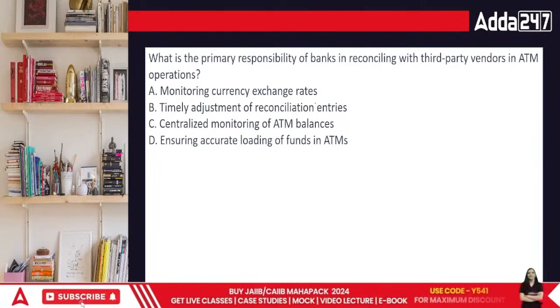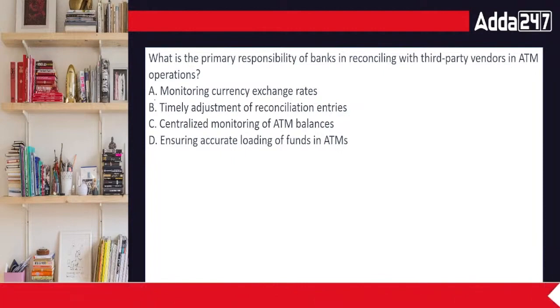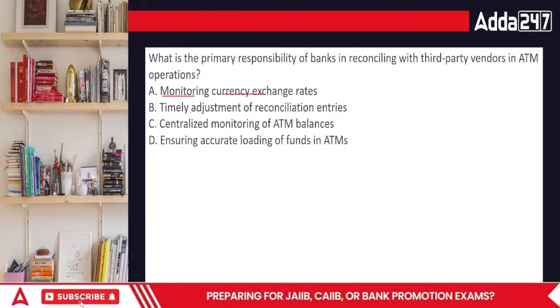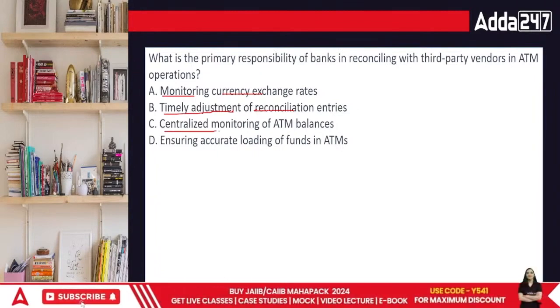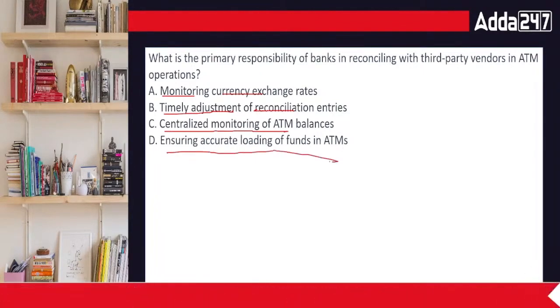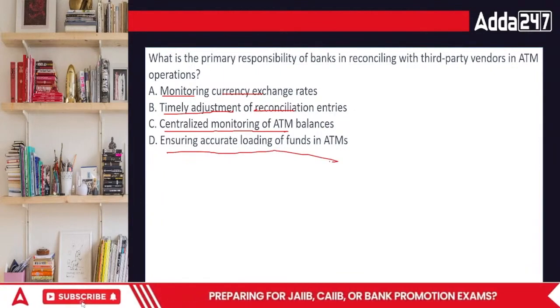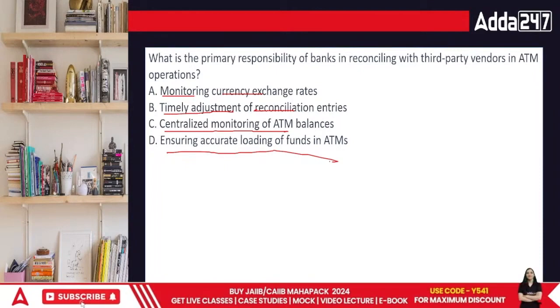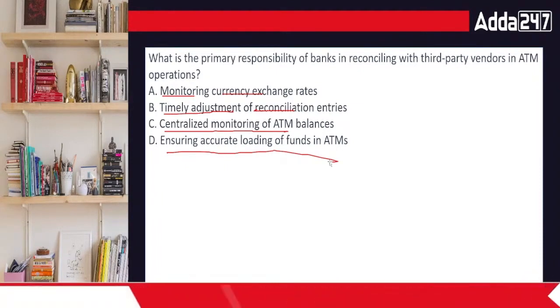What is the primary responsibility of the banks in reconciling with third party vendors in ATM operations? Monitoring currency exchange rates, timely adjustment of reconciliation entries, centralized monitoring of ATM, or ensuring accurate loading of funds in ATMs. What is the primary responsibility, everyone?